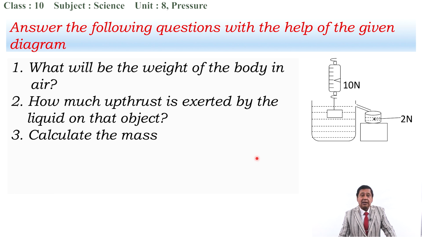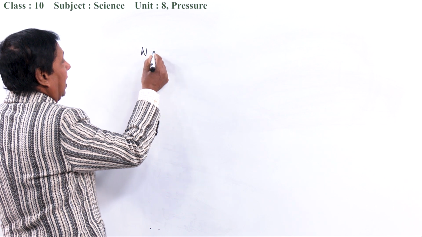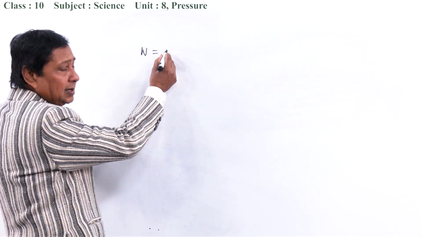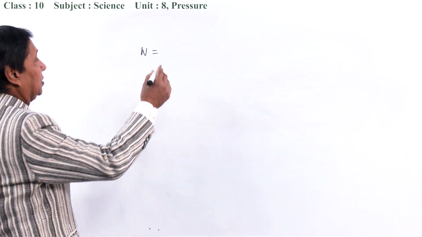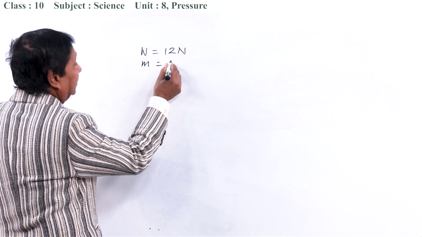Now next, calculate the mass of the body. If we are going to calculate the mass of the body, then first we must have the weight of the body in air. The weight of the body in air was previously decided to be 12 Newton. Weight of the body in air is 12 Newton, and we have to calculate its mass.